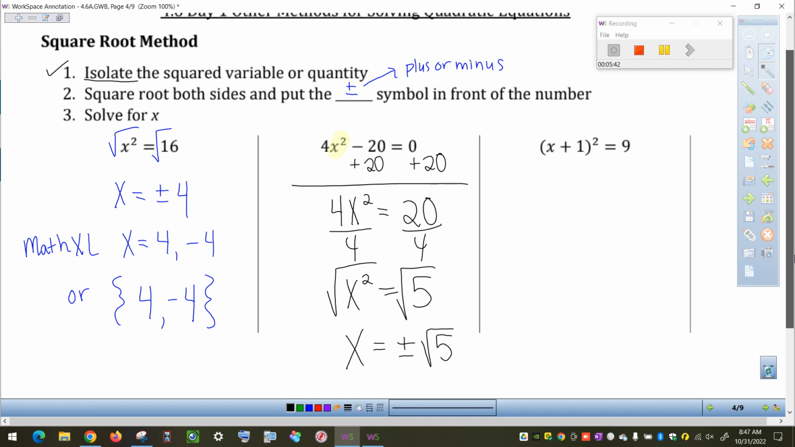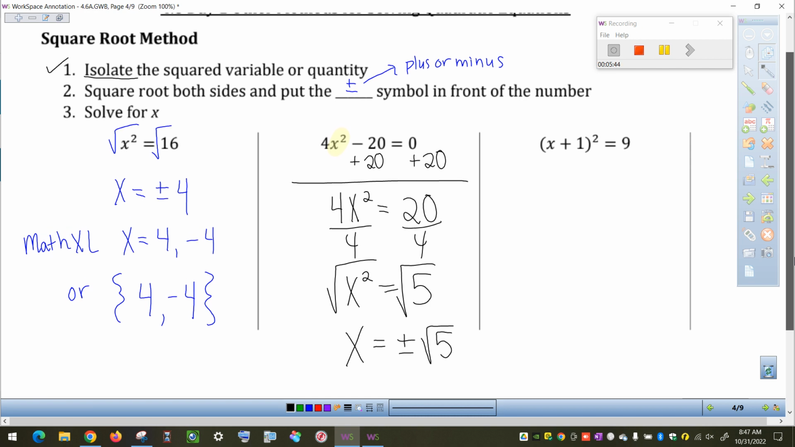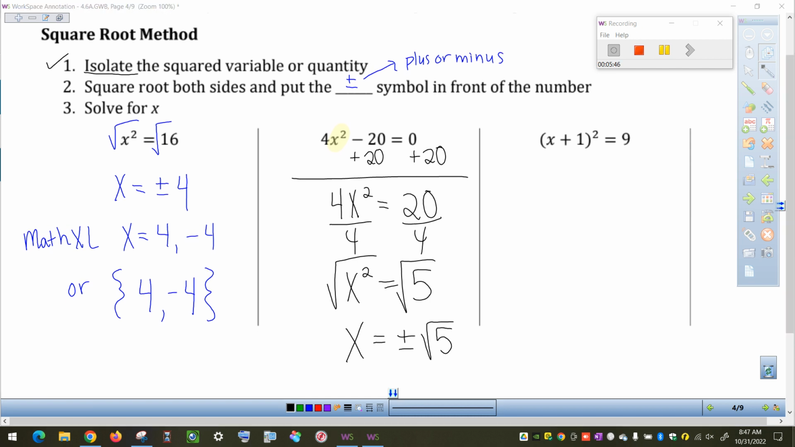All right, now the last equation here is a little bit different because now it's not just a single x that's being squared, it's a whole quantity that's being squared. A quantity is what we say something that's inside of parentheses. So we have x plus 1 and then it's that whole thing that's being squared. Notice how the square is on the outside. Well, we're still going to continue in the same way of taking the square roots of both sides.